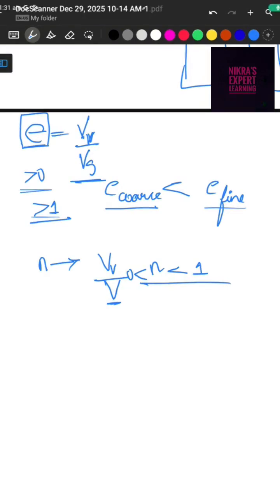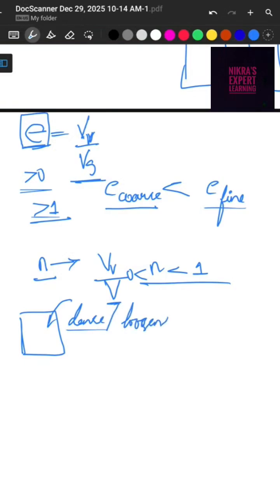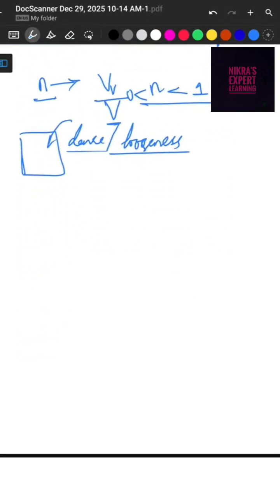So here we should understand one thing: both void ratio and porosity are nothing but a measure of the degree of denseness or looseness in the soil. So by knowing this value, we'll understand how dense or loose the soil is. Okay, so this is what we'll be understanding from that value.